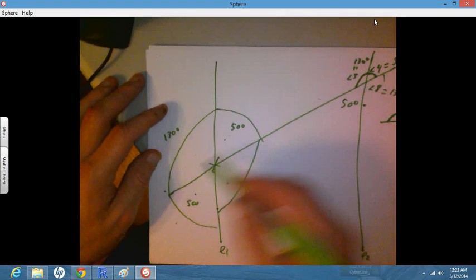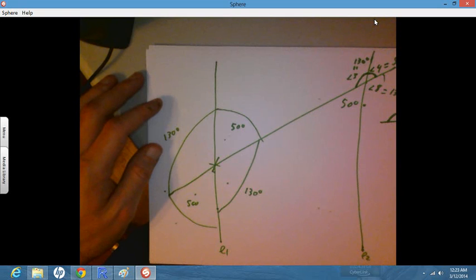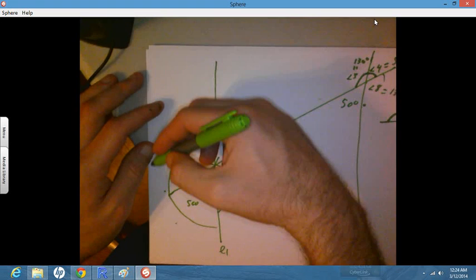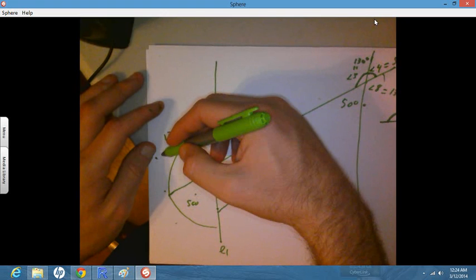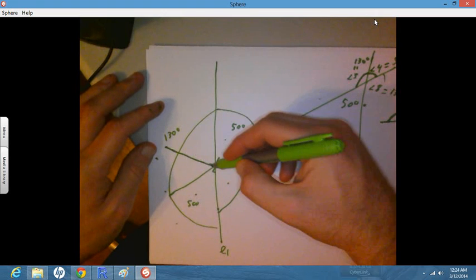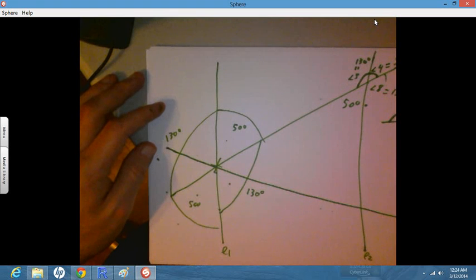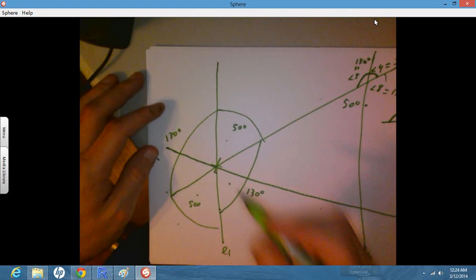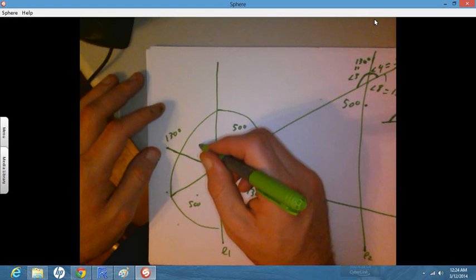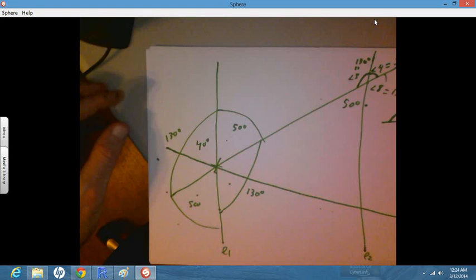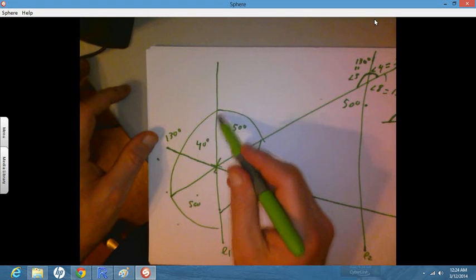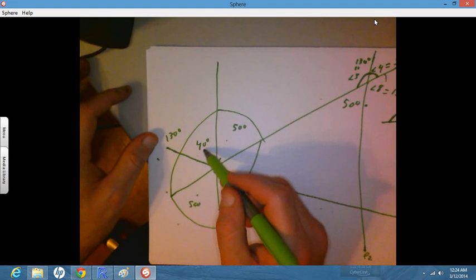I didn't finish drawing the picture yet, and the reason is that when I add this, it complicates things a little bit. Now, the book tells me that this angle over here is 40 degrees. But I already said from here to here is 130. So if this angle here is 40 and this is 130, then this angle here is 90 degrees.